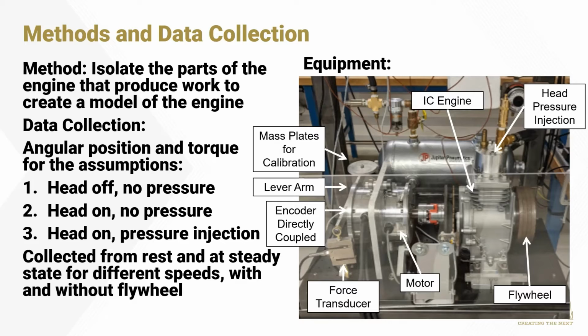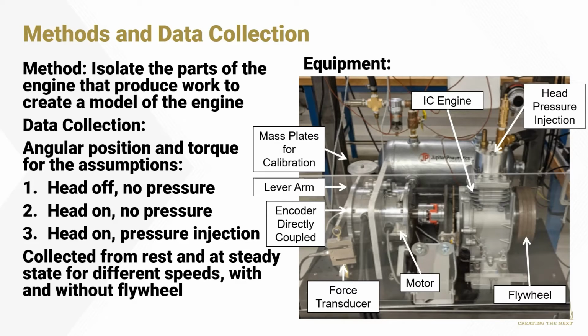Methods and data collection. Starting on the right, you can see the engine, which has flywheels and is connected to the motor. On the side of the motor, we have the sensors, mainly a directly coupled encoder, which measures the angular position, and the force transducer, which measures the torque. Method: isolate the parts of the engine that produce work to create a model of the engine.